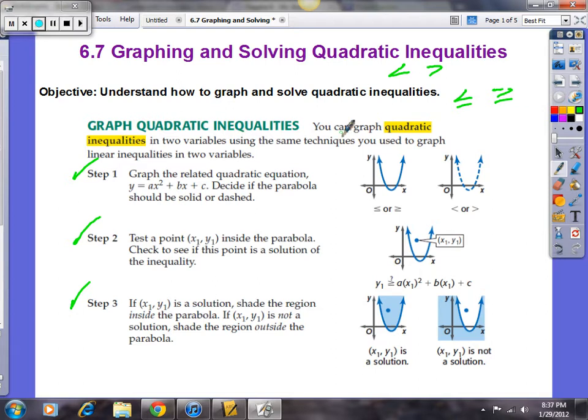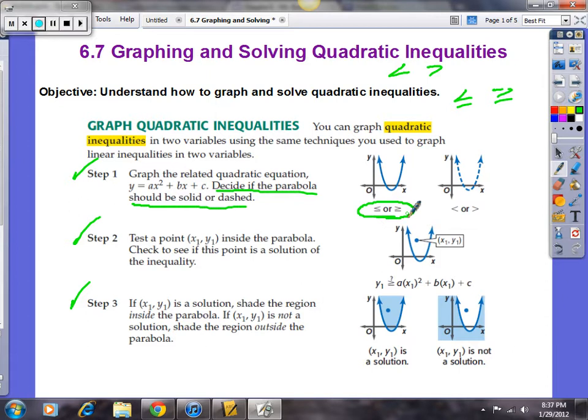You can graph quadratic inequalities in 2 variables using the same techniques you use to graph linear inequalities. So step number 1, decide if you've got to use a solid line or a dashed line. And the key is right here. If it's inclusive, if it's got the equal to underneath, if it's less than or equal to, greater than or equal to, then it's going to be solid. If not, it's going to be dotted.